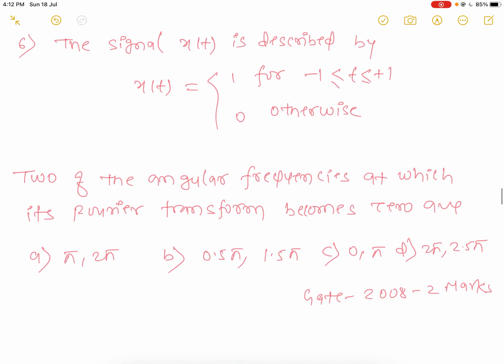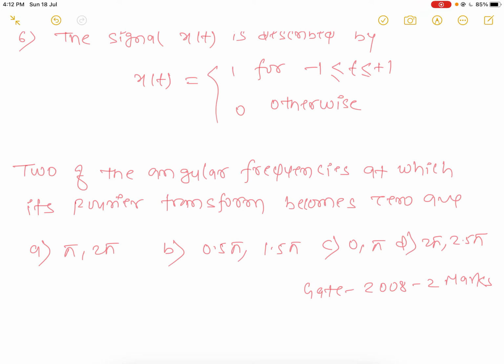Now comes the next question. The signal x(t) is described by x(t) equal to 1 for minus 1 to 1, which means your signal is valid for minus 1 to 1. This is a pulse signal, otherwise 0. Two of the angular frequencies at which the Fourier transform becomes 0 are.